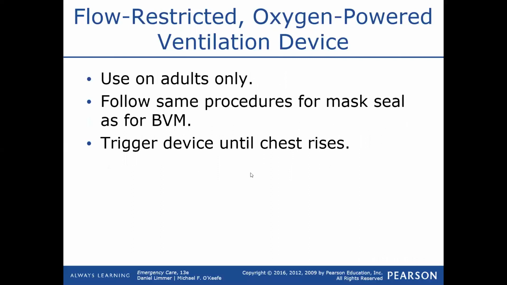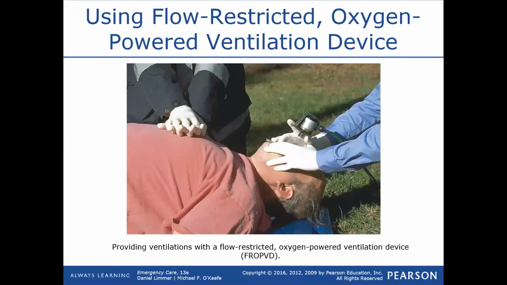We'll show you one. We have one at the college, but we can only use it on adults. We follow the same procedures for a mask seal for the bag valve, and we trigger the device until their chest rises. So you put this mask on, you push the button, and it pushes high flow oxygen into their lungs. The problem with these things is that if you're not paying very close attention, you might overventilate, and that's why it's used on adults only, because it's very easy to do it to a pediatric. So this is not a very commonly used device, but there's a picture of it right there. See, it's got the nice seal on there, and he just pushes that little button there and it shoots oxygen in.